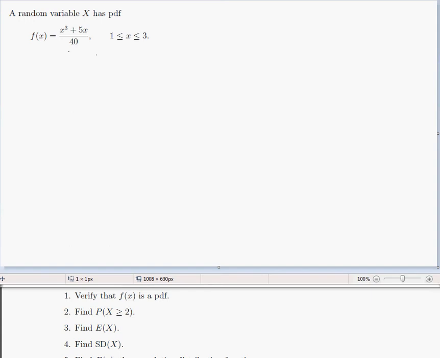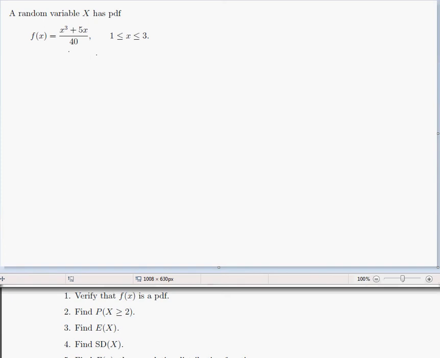Okay, so let's talk about this review problem. A random variable x has the probability density function (x cubed plus 5x) over 40 if x is between 1 and 3. Part 1 is to simply verify that this is indeed a probability density function. To determine that it's a probability density function, there are two things we need to check: that the function is always positive, and furthermore, that the integral is equal to 1.